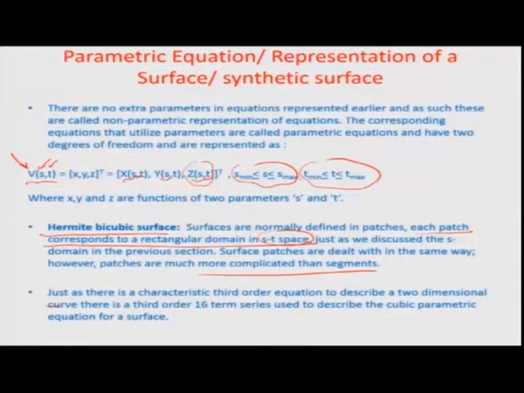And just as there is a characteristic third order equation to describe two dimensional curves, there is a third order 16 term series to describe the cubic parametric equation for a surface, which I am going to outline before you now. So, we are talking about an array of points described by V, which is a function of two parameters s and t, represented as the sum over i varying from 1 to 4, j varying from 1 to 4, of a_ij s to the power i, t to the power j.